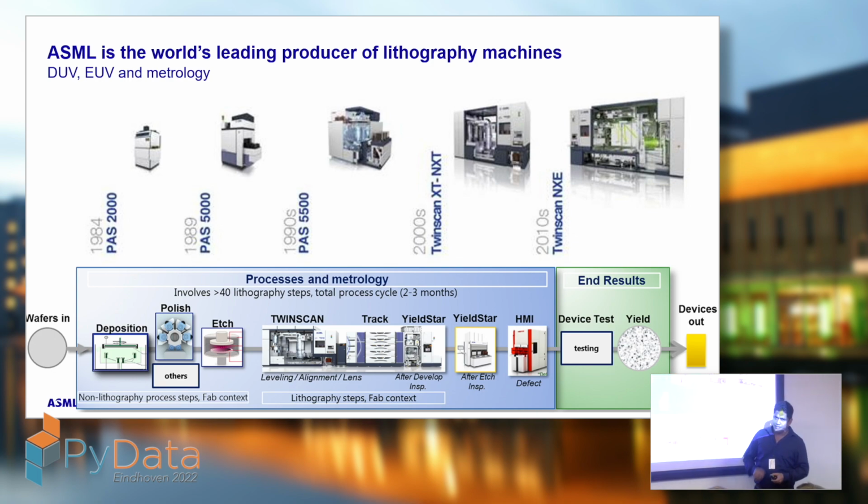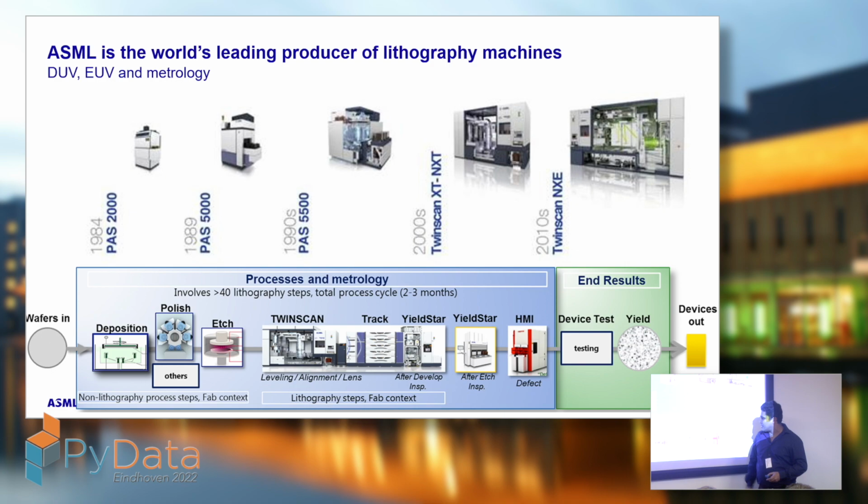Once it enters our machine, imaging is done, as I showed you. The first features are set in. Then there is a YieldStar, which is also our machine, which does the control inspection of how good the overlay is. And then if things are okay, we go to the next step. Sometimes we have to loop through many times before the wafer is finished. It takes roughly 2 to 3 months before the final chip is ready. This is not our work. We only make these machines, but this is all done in the fabs.